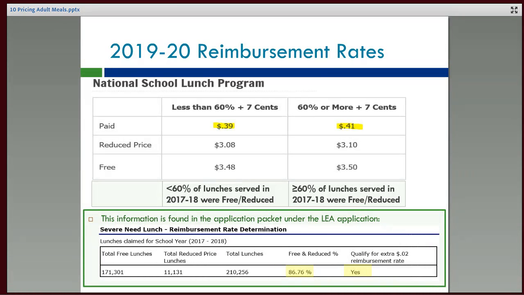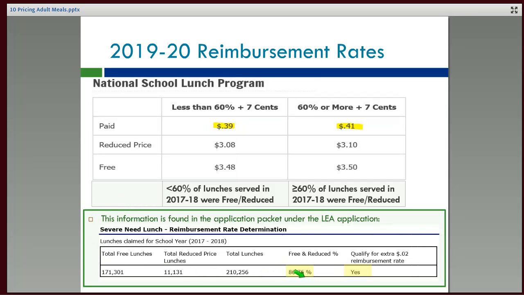You'll receive the 39-cent paid reimbursement if less than 60% of your lunches served in 2017-18 were free and reduced. And you'll receive the 41-cent paid reimbursement if 60% or more of your lunches served in 2017-18 were free or reduced. So the 60% is going off the second previous year. For 2019-20, we'd be looking at school year 17-18. And this information is found in your application packet under LEA application.